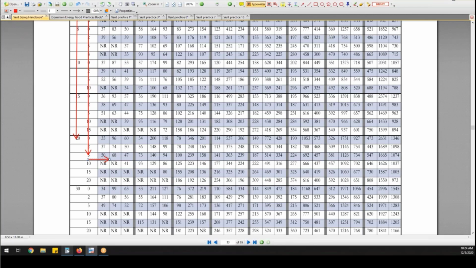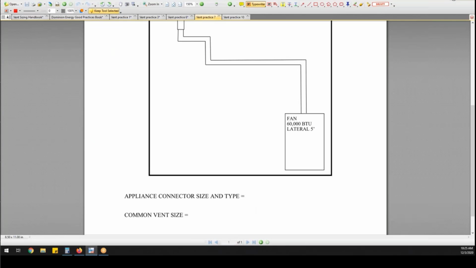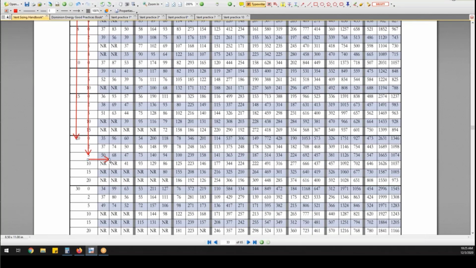But guess what? Because of those extra elbows, I've got to reduce my maximum capacity. I have 2 elbows, so 10% for each one. So I'm going to take 68,000 times 0.80. That will only do 54.4 after the reduction, because of the extra restrictions I put in it. Well, that won't work, so let's move up to the next size.